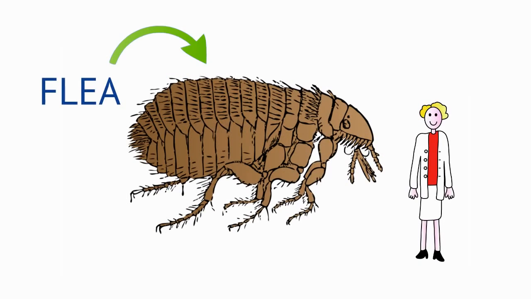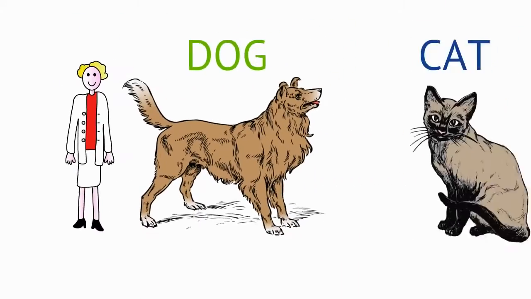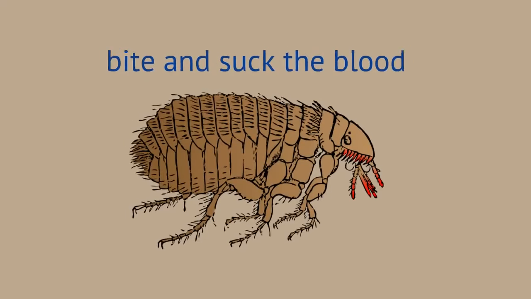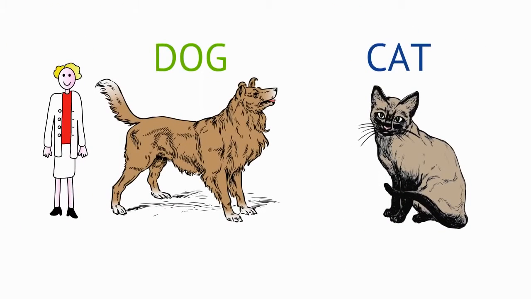Fleas are an excellent example of a parasite. They live on the fur of an animal, such as a dog or a cat, and they bite and suck the blood while the animal is still alive, feeding itself and harming the dog or cat at the same time.